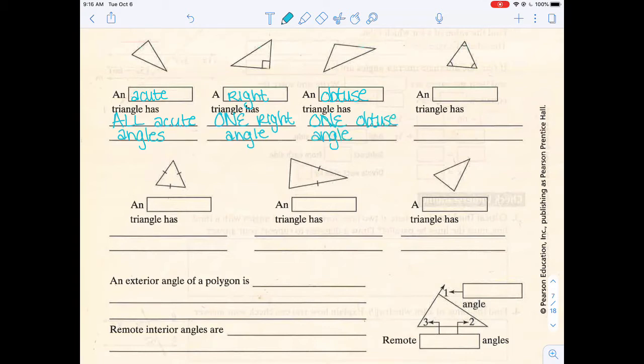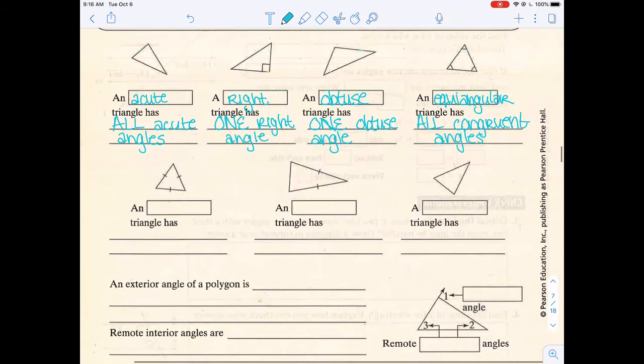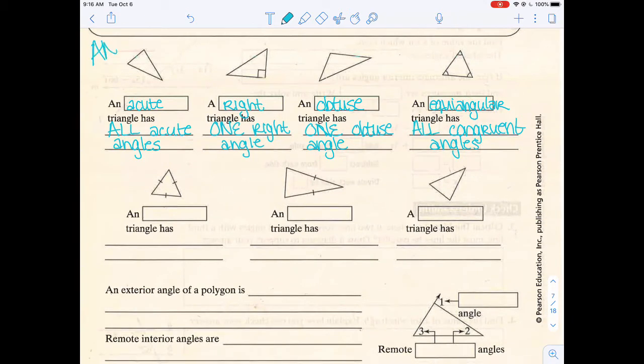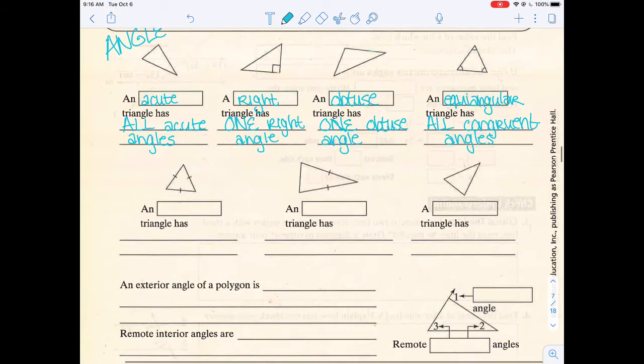obtuse angle. And then we have an equiangular triangle. An equiangular sounds like exactly what it means. Equal angles. So this triangle has all congruent angles. All the angles are exactly the same. So this is classifying triangles by angles. So we've got 4 choices for that.